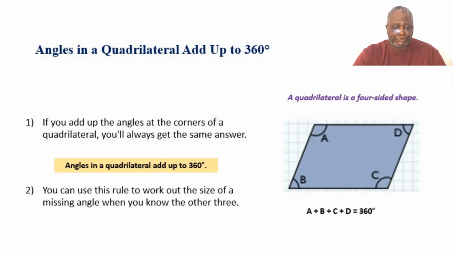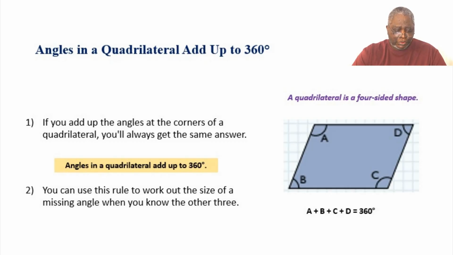If you add up the angles at the corners of a quadrilateral, you'll always get the same answer. I wonder why. Let me give you a clue. Try to divide a quadrilateral into 2 triangles. Then you'll know why it adds up to 360 degrees. You could use a line to do that.